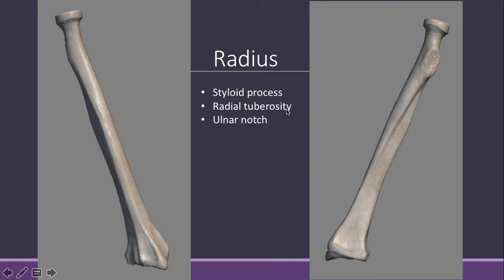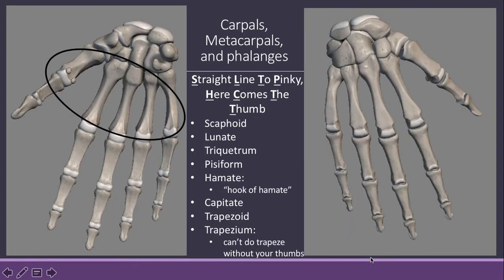And then we have the radial tuberosity, this big tuberosity here, and the ulnar notch, which is not directly pictured, but it would be right here, right where the head of the ulna comes to and fits right into that notch on the radius.